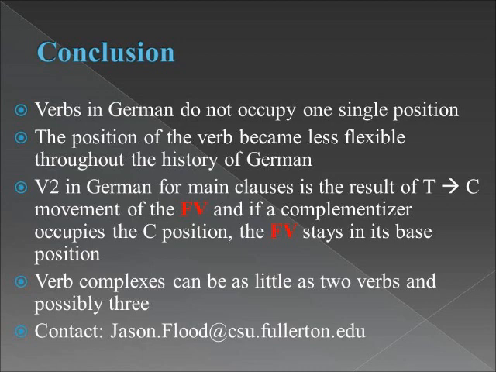So quickly, conclusion: verbs in German do not occupy one single position, as we've seen that they occupy various positions. So the position of the verb becomes less flexible throughout the history of German. So V2 in German is definitely for main clauses as a result of T to C movement of the finite verb. And if there's a complementizer occupying the C position, then the finite verb stays in its base position. And then verb complexes can be as little as 2 verbs, and possibly 3.